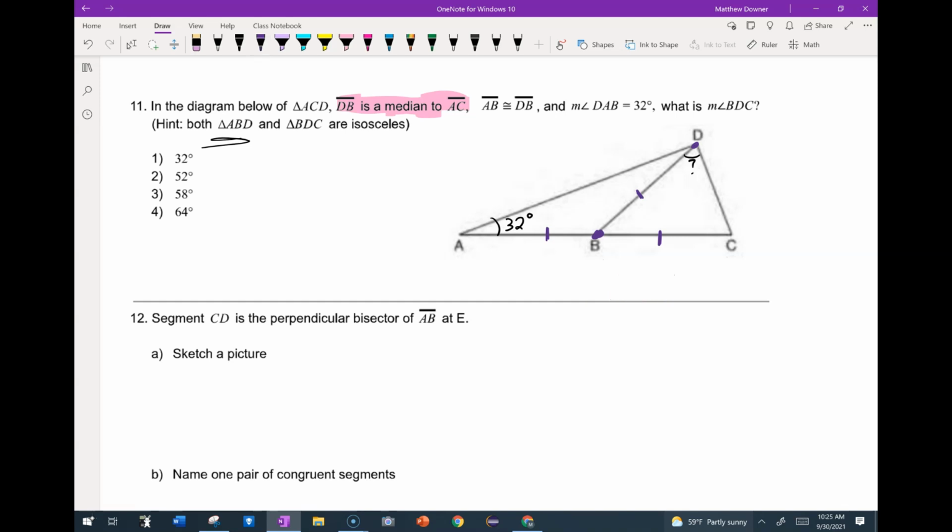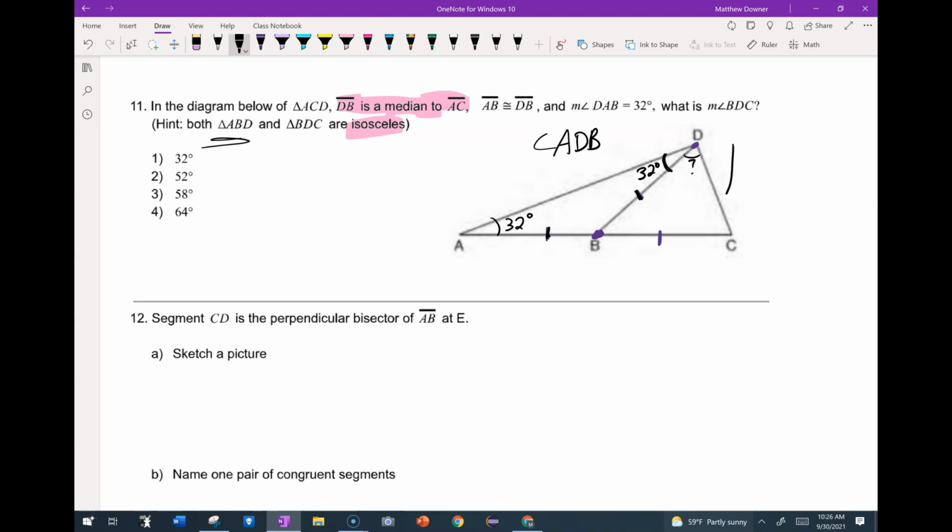Now, if I just look at triangle ABD right over here, this triangle has two congruent sides. So I know that this is an isosceles triangle. And a property of isosceles triangles is that if there are two congruent sides, then the angles opposite those sides are also congruent. So there should be two congruent base angles there. So if BAD is 32 degrees there, I can make an argument that angle ADB is also 32 degrees.